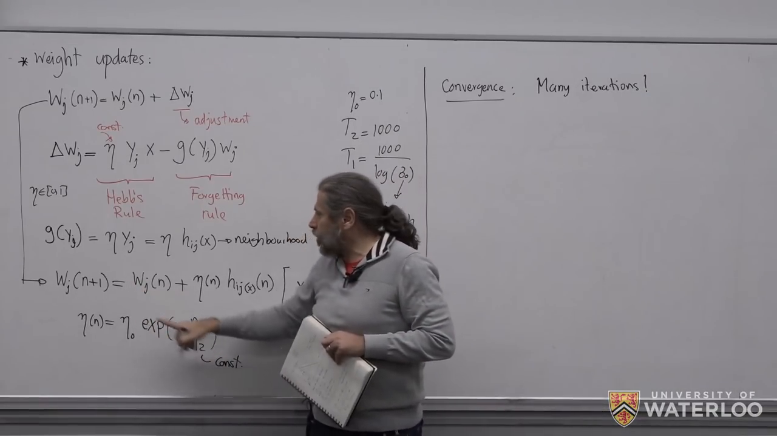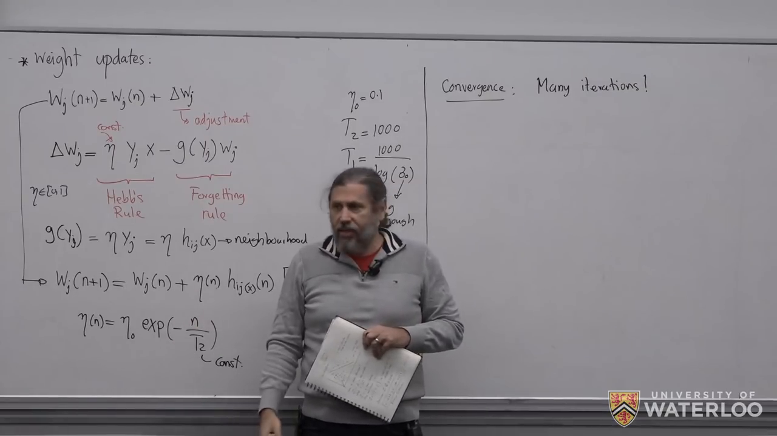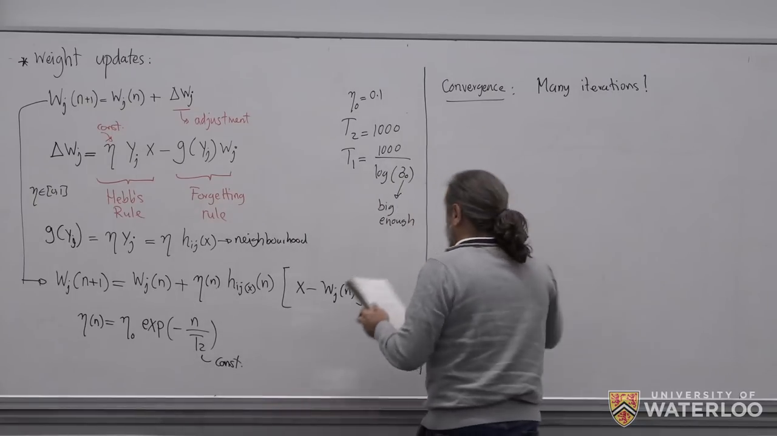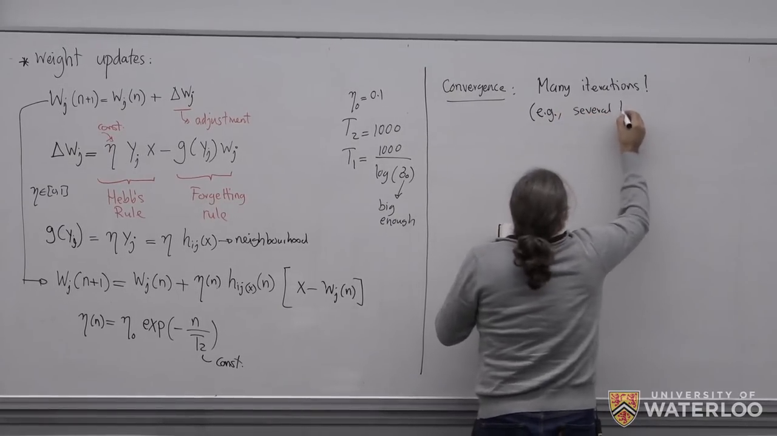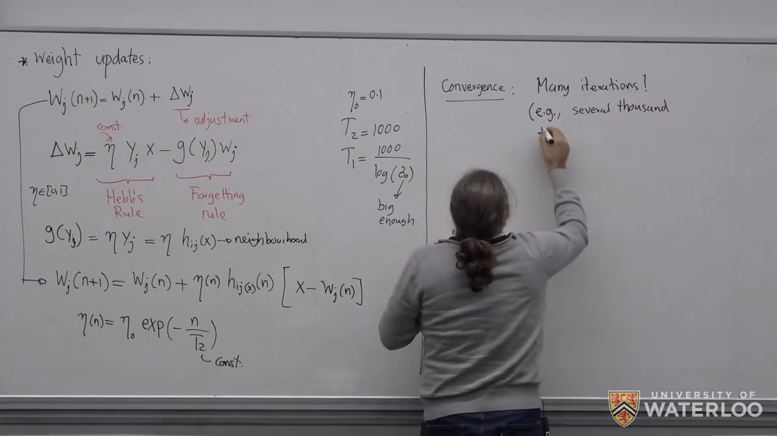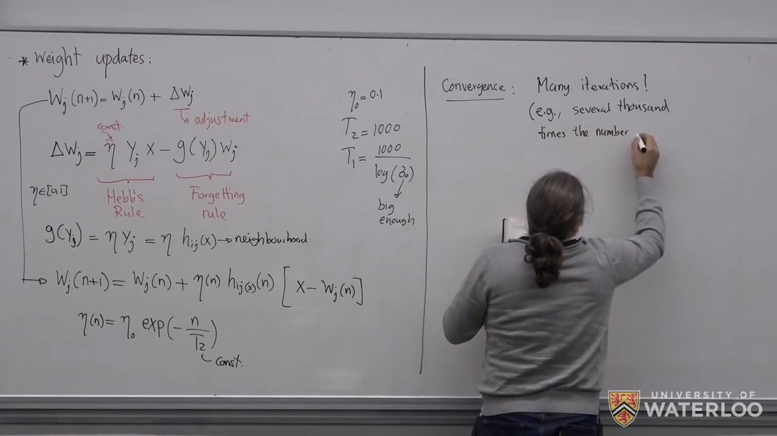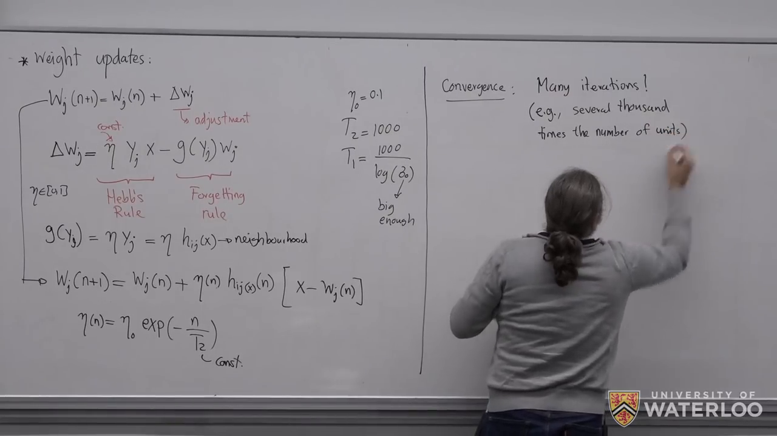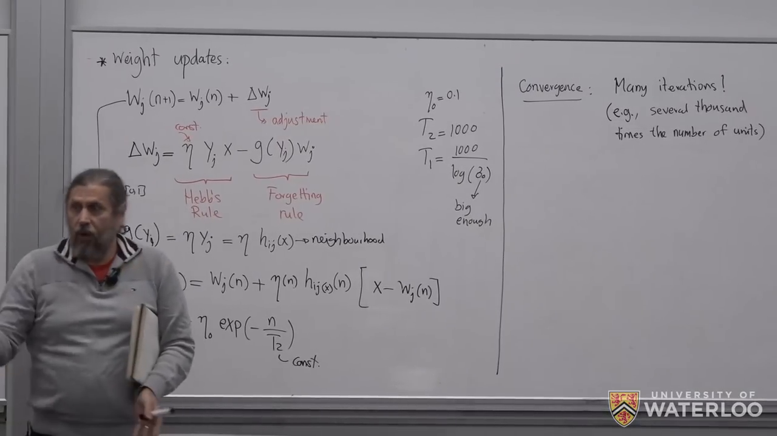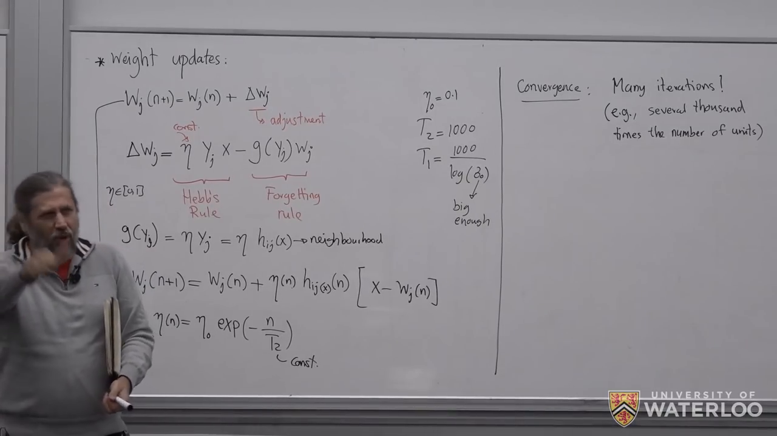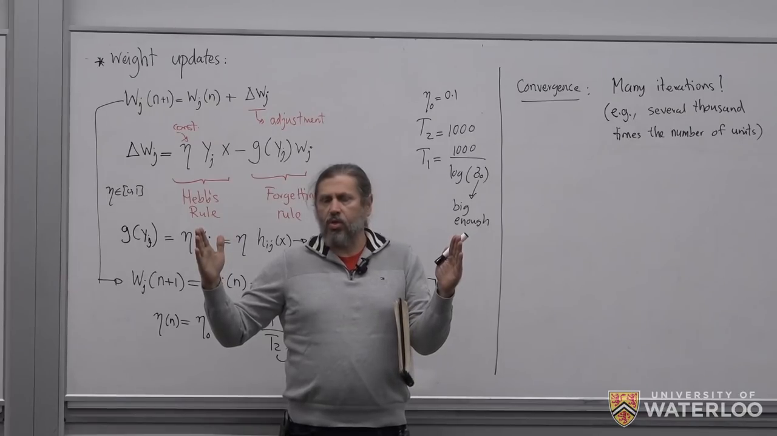So n has to be a large number. How many? Well, depending on your data. Give me something. Well, I don't know, 5,000, 10,000? Depends. How difficult is the problem? Generally, we are talking about several thousand times the number of units. Well, that's a rule of thumb. So you have 100 neurons, several thousand times 100. So 100 neurons, 100,000. Wow, that's a lot. So that's an approximation. There's no formula for that. Just to give you an idea, the bigger the map grows, the more iterations you need to converge.